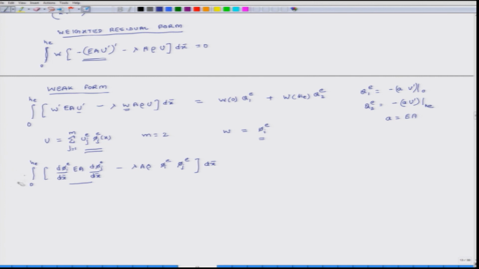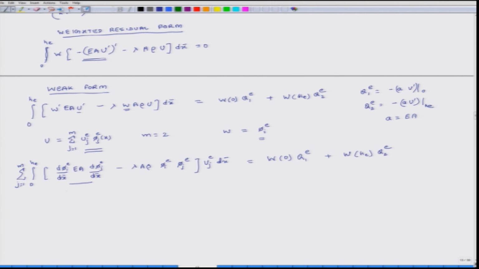Because this may not appear on your screen clearly, again j is equal to 1 to m, and I am going to multiply it by u_j e dx bar, okay, and this equals W evaluated at 0 Q1 e plus W evaluated at h_e Q2 e.